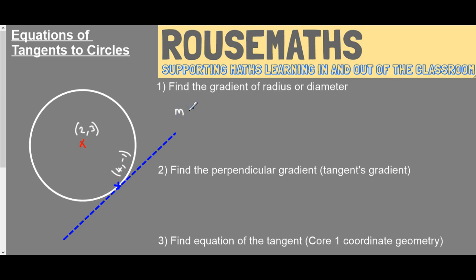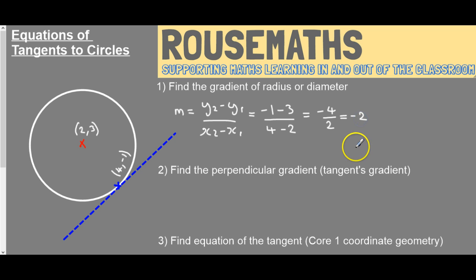So the gradient of a line between 2 points, you do the change in the y coordinate divided by the change in the x coordinate. Change in y over change in x, or rise over run as some people refer to it. So I'm going to take this point down here as my second coordinate and this one as my first. So my second y coordinate is -1 and my first y coordinate is 3. And my second x coordinate is 4 and my first one is 2. And if I work that out, I end up with -4 over 2. My gradient is -2. So that means that I now have the gradient of my radius.